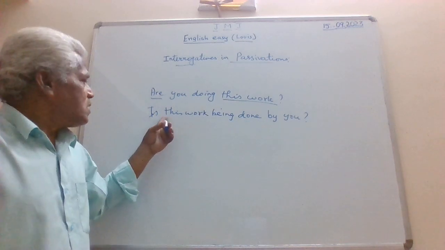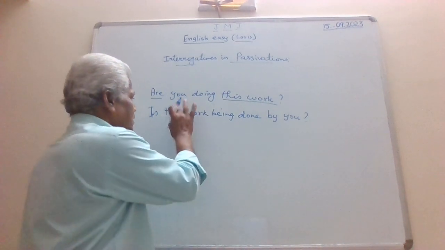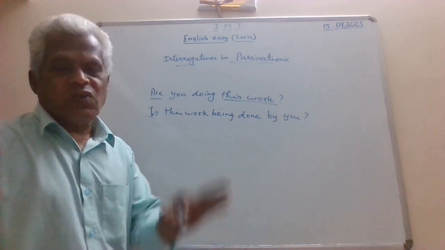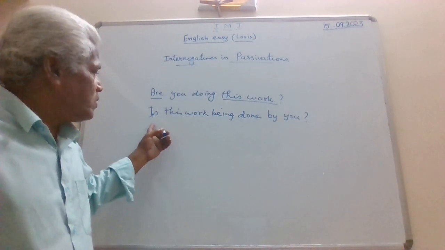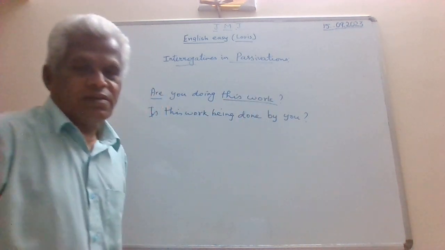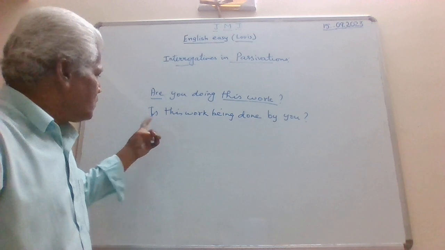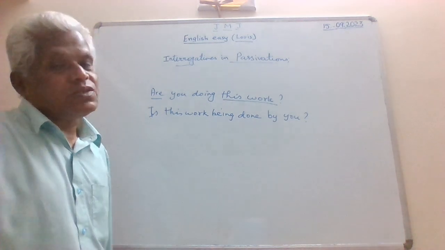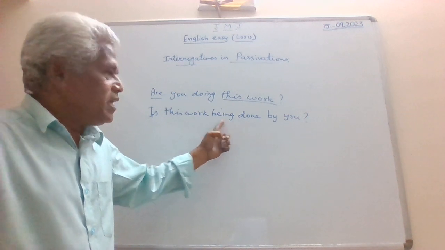Now why have I used is here? Because this work is a third person singular subject. That's why I have used the verb is. Now if you have works, are you doing these works? Then you can change this. Are these works being done by you?